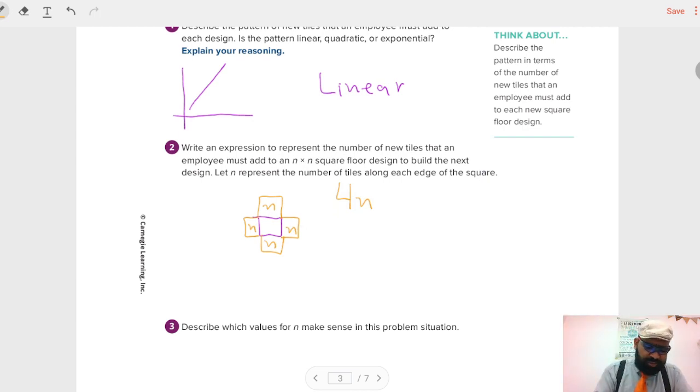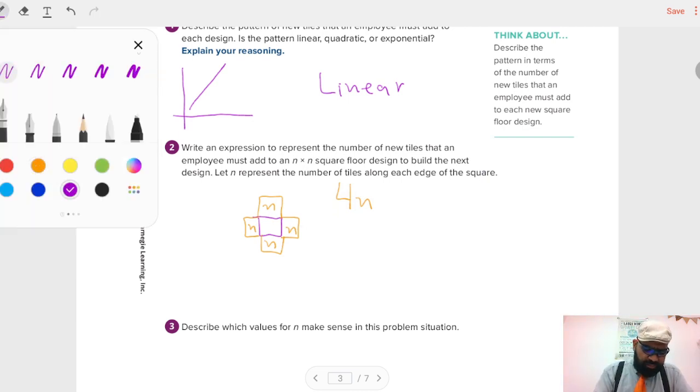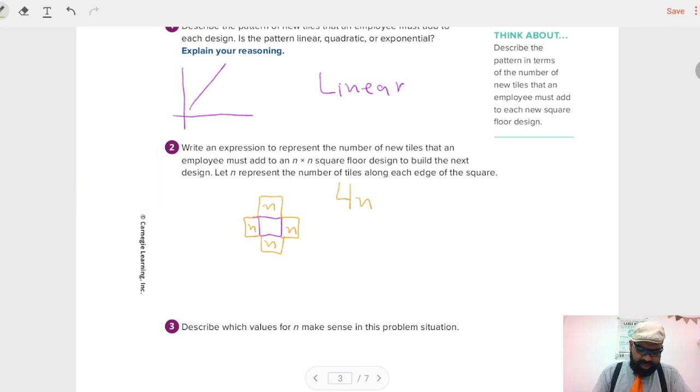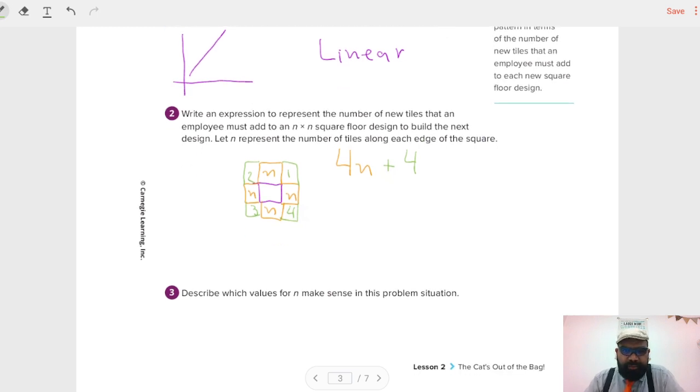How to make it become a square? Let me add on the edge which number? 1 on the corner, 2, 3, 4. Oh, 4n plus 4. This is the general equation for the new adding pattern we have over here.